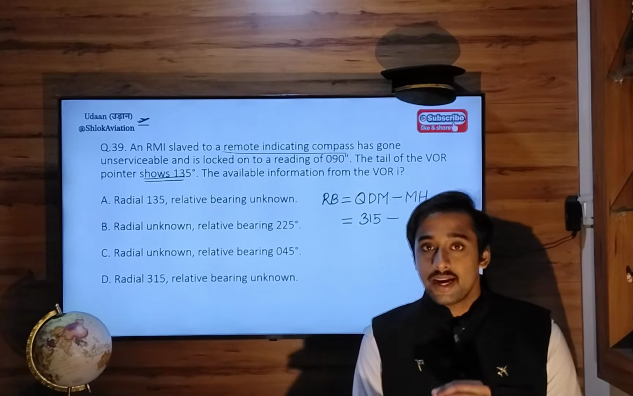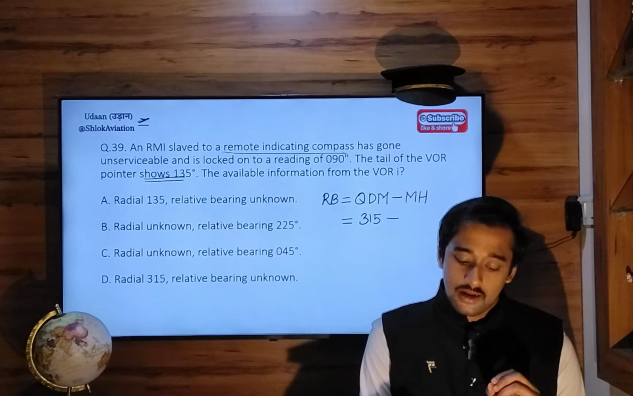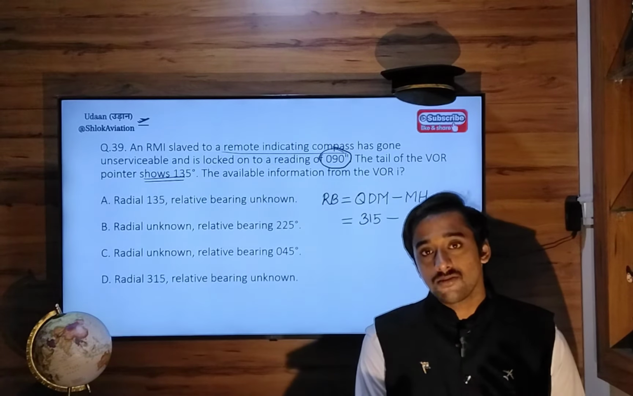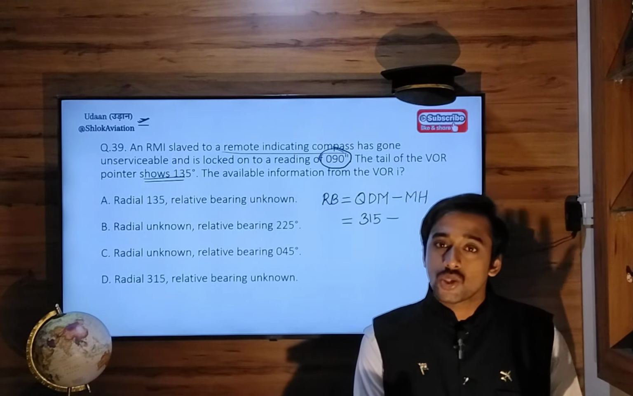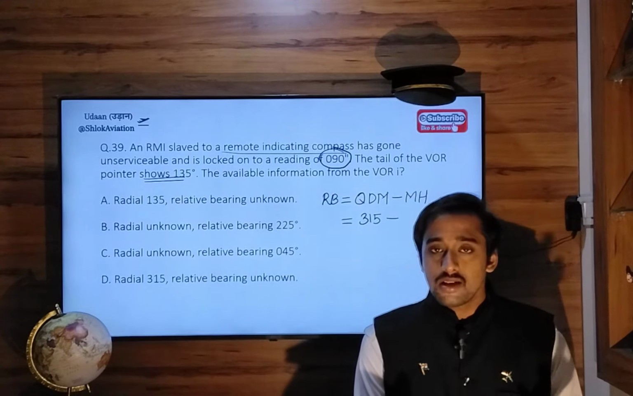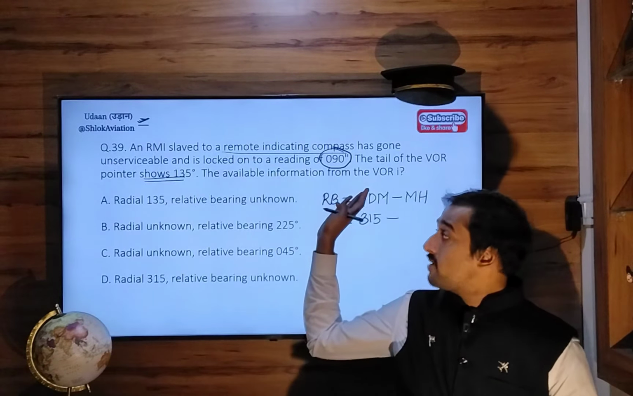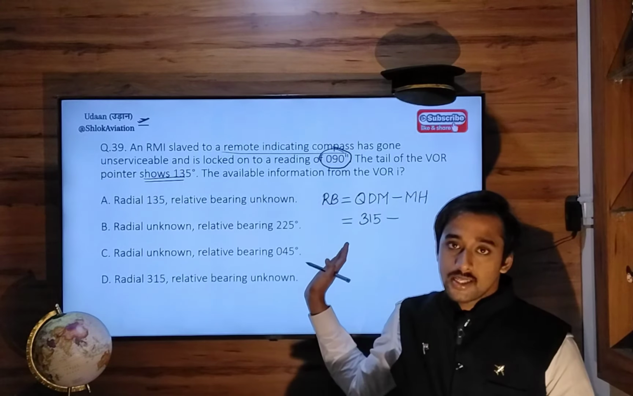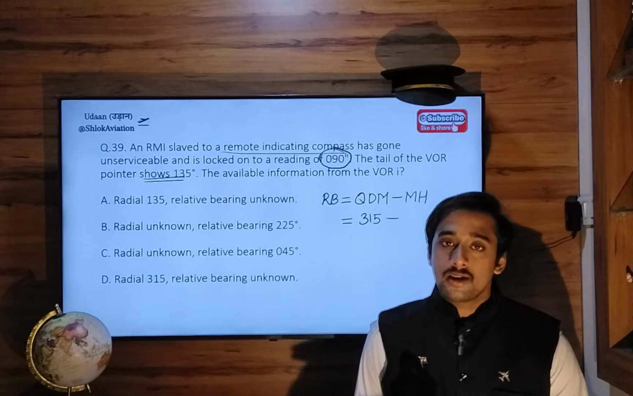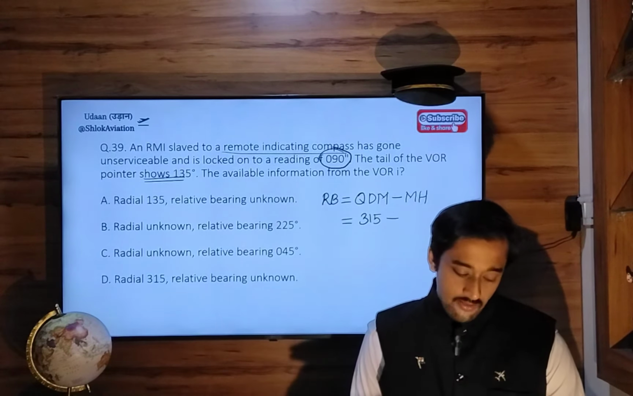But do we know for sure that the magnetic heading of the aircraft is 090? No, because the compass is given as unserviceable. So that means the heading which it is showing is not reliable, or it may be wrong at some point. So that's why we cannot put magnetic heading here, and we cannot solve this equation further. Therefore, relative bearing is difficult to determine, but we know for sure that we are situated on radial 135 and the bearing towards the station is 315.